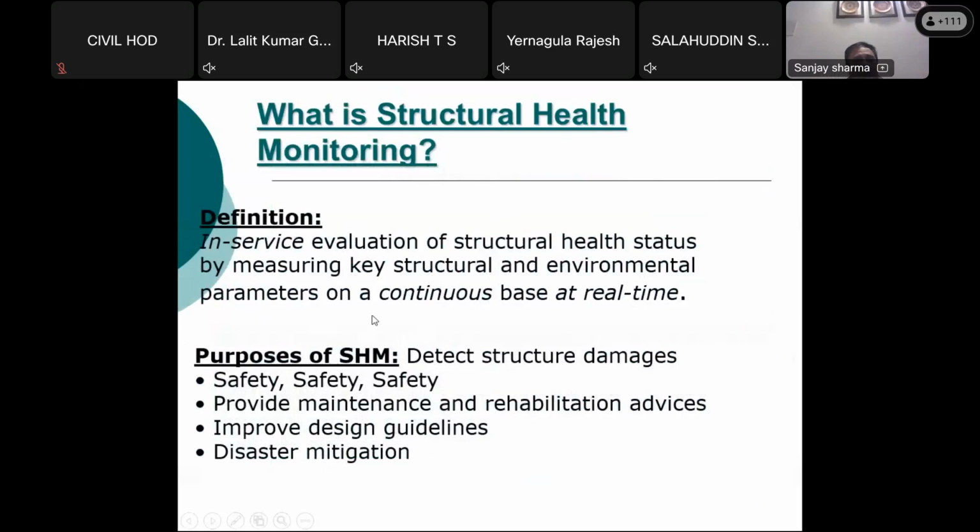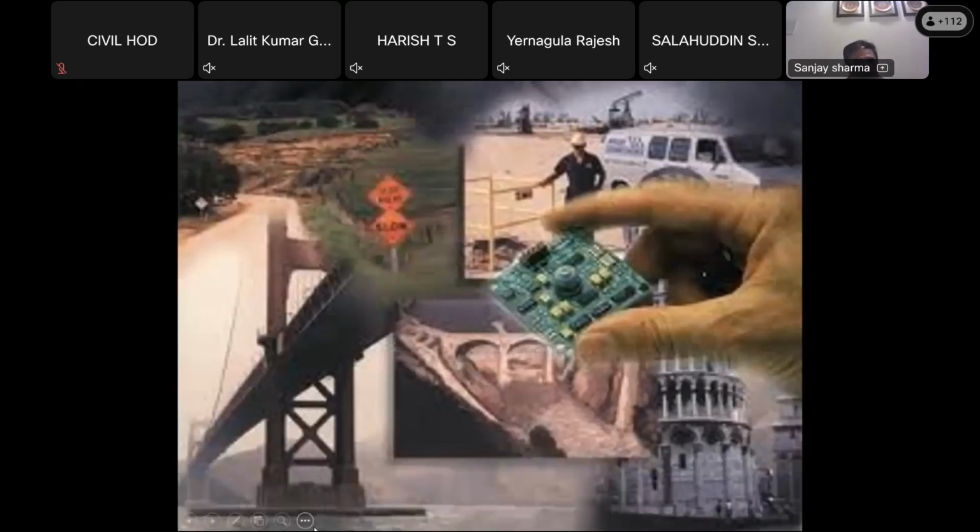So you have to measure those key elements, and the environmental parameters which are causing damage to the structure on a real time basis. So basically, when we are carrying out any structural health monitoring system or AI applications, it will be required to detect structural damages for safety, provide maintenance and rehabilitation advice, improve design guidelines, and then in case of a disaster, mitigation also, that data will be used.